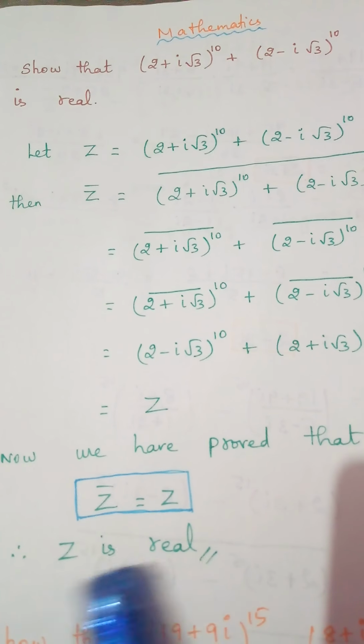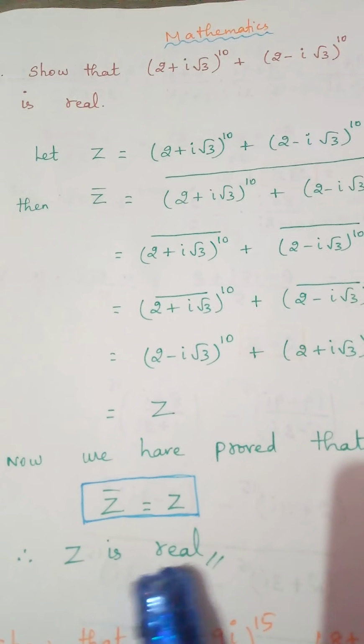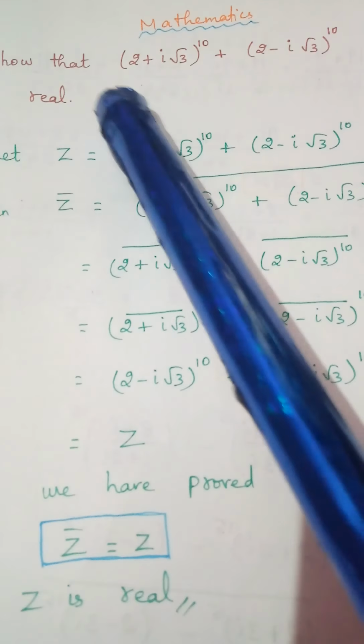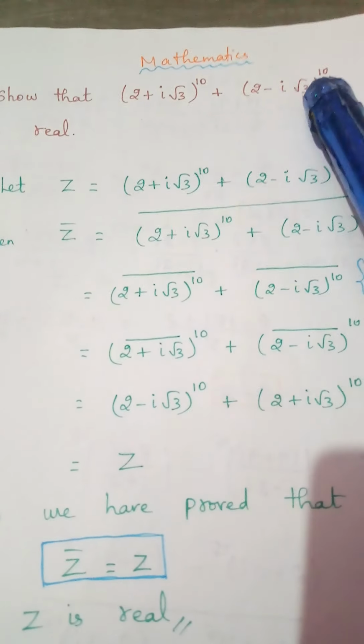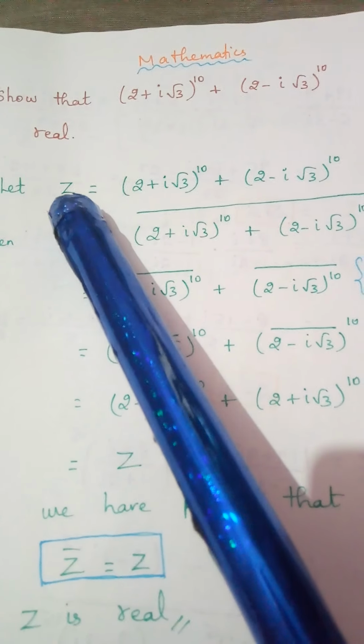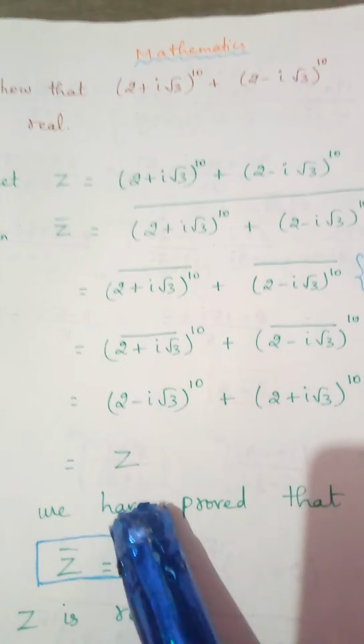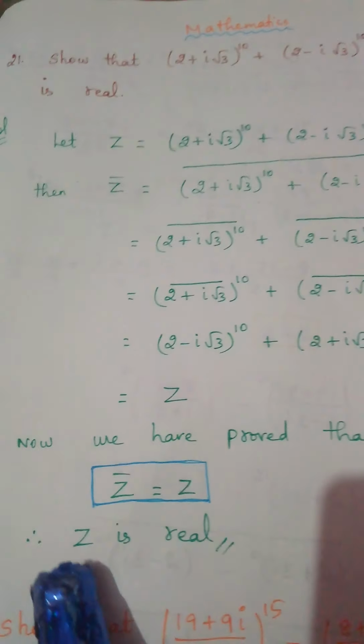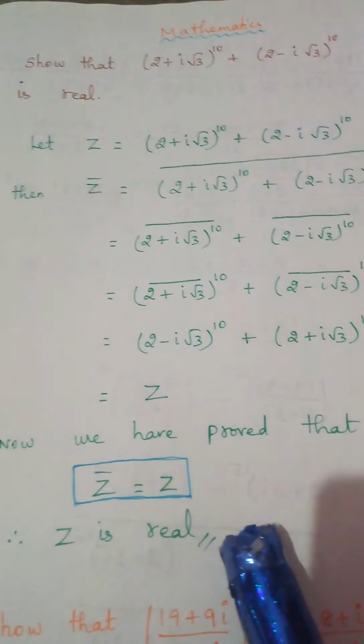What is the meaning? Z is purely real. There is no imaginary part in it. So ultimately our aim is to prove this is real. For proving this is real, we are taking the expression as Z, and we have proved Z bar and Z are equal. Therefore this Z must be real. So Z is real, we have proved it.